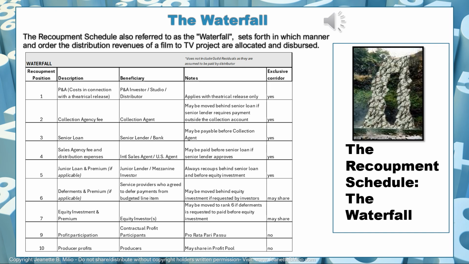The equity investors only share in the recoupment position if there is more than one equity investor. So if there is a pool of equity investors, they will also be sharing. And as I mentioned before, profit participation is not an exclusive corridor because everyone here is sharing, and that is what is often seen in the profit participation component, which is basically profits paid out of net revenues. Everything else, recoupment positions 1 through 7, is normally an exclusive corridor and is recouping in this ranking order.